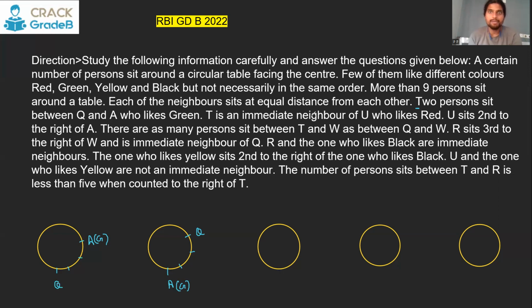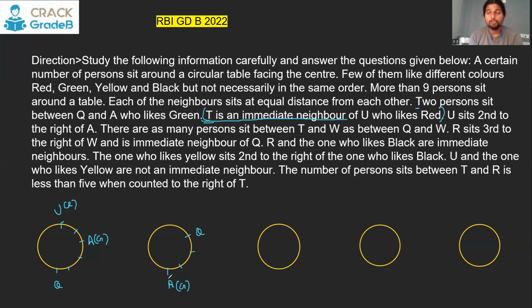Next, T is immediate neighbor of U who likes red. So where is U right now? We don't know. Let's keep that statement on hold. T is immediate neighbor of U who likes red. Q sits second to right of A. So if A is here, first to right, second to right, U is here. U likes red and T is immediate neighbor. So again, we'll keep that part on hold.